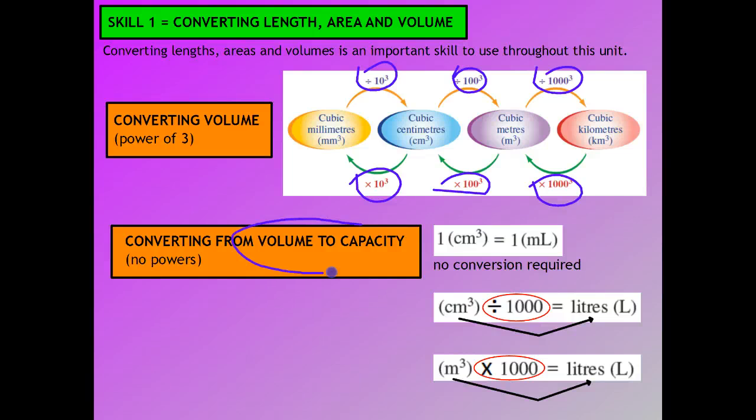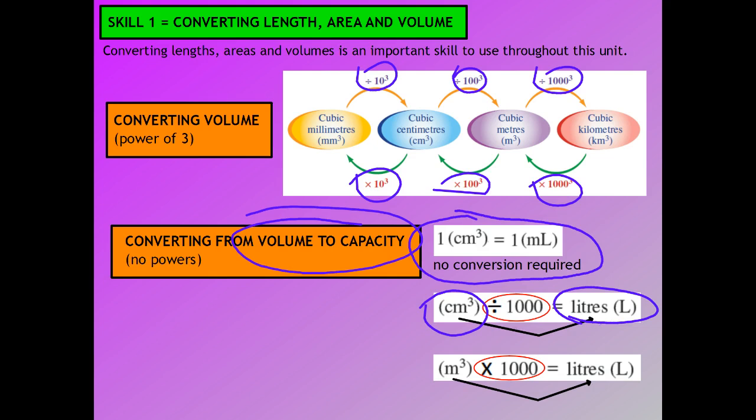If we're going from volume to capacity, all right, these two are closely related, it's a different type of conversion. If you're in centimeters cubed and you want to go to mils, you don't need to do any conversion at all. All right, so if you had 7 centimeters cubed, that would be 7 mils. All right, so they're exactly the same. If you want to go from centimeters cubed to liters, you need to divide by 1,000. If you want to go from meters cubed to liters, you need to multiply by 1,000.